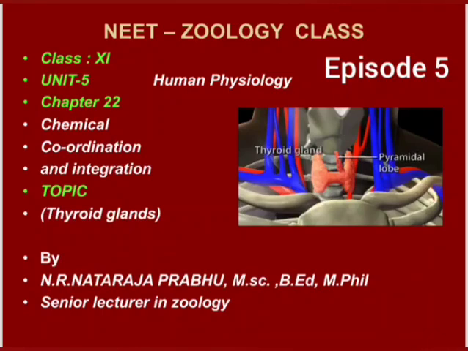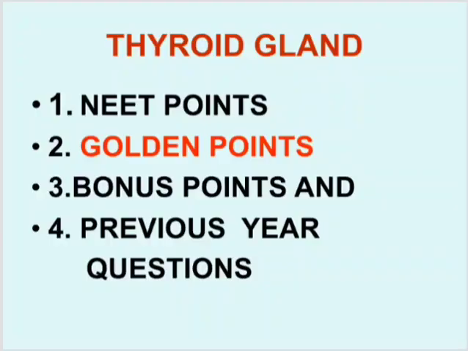Episode 5, Class 11, Unit 5, Human Physiology, Chapter number 22, Chemical Coordination and Integration. Topic: thyroid gland. We are going to discuss the thyroid gland under 4 segments. Number 1, NEET points. Number 2, golden points. Number 3, bonus point. And number 4, previous year questions related to thyroid gland.